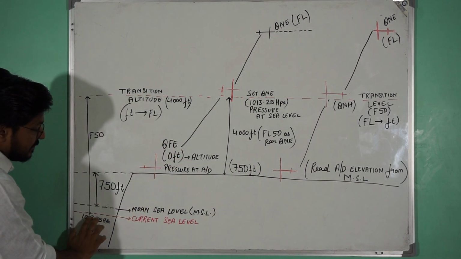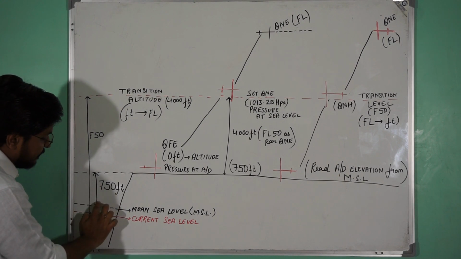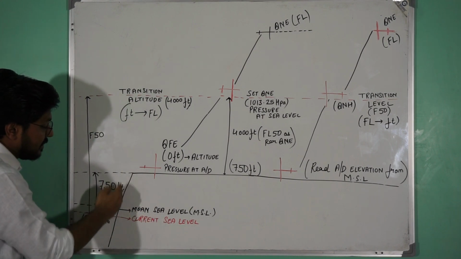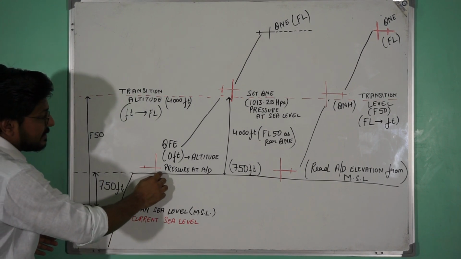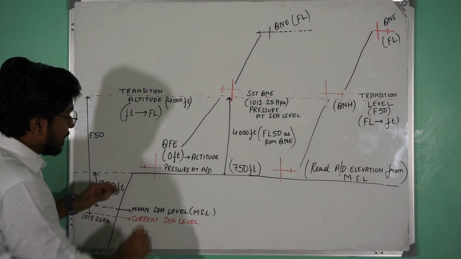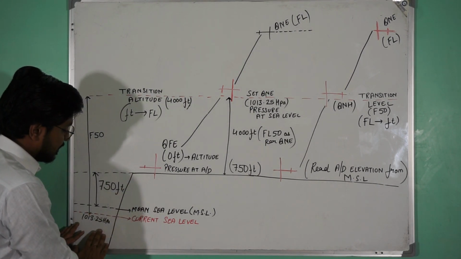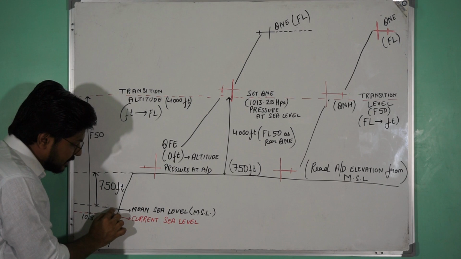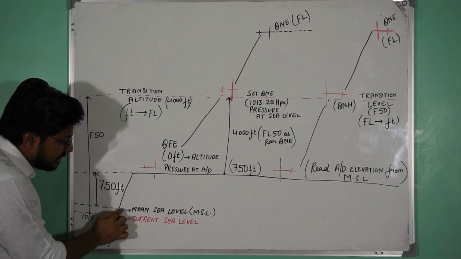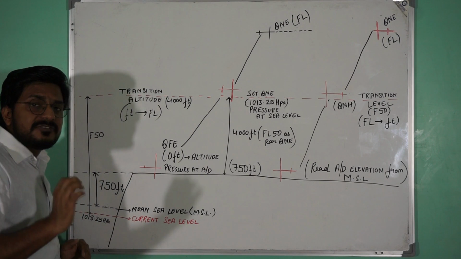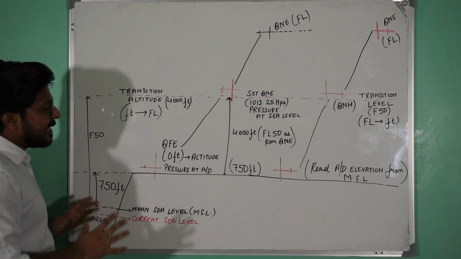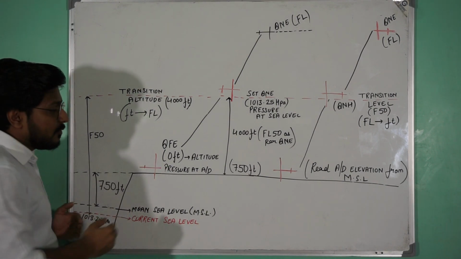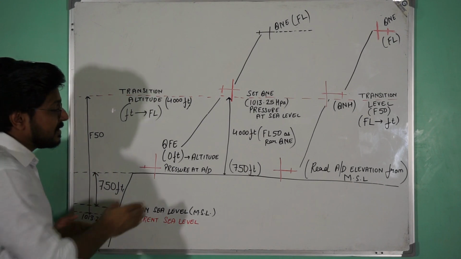Otherwise, if you see at mean sea level, it is 750 here. Suppose you are 50 feet more, and I have selected 1013.25 at this airport, it will read 750 plus 50 feet, so it will read 800 feet. But right now I don't want that. I want to know the aircraft altitude from the airport elevation.